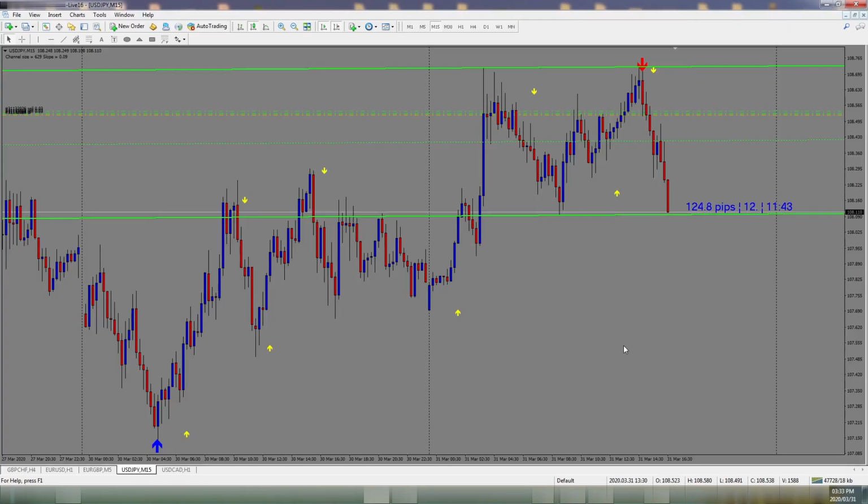USD JPY currently running at 129 pips. As we know the rules of Beast Double Arrow: big arrow, little arrow, and then we enter our trade. So yeah guys, this is the update.